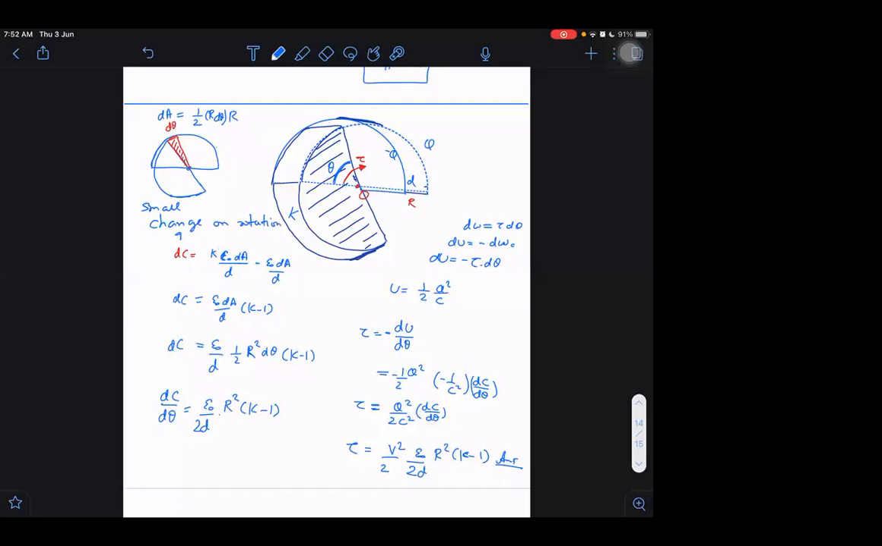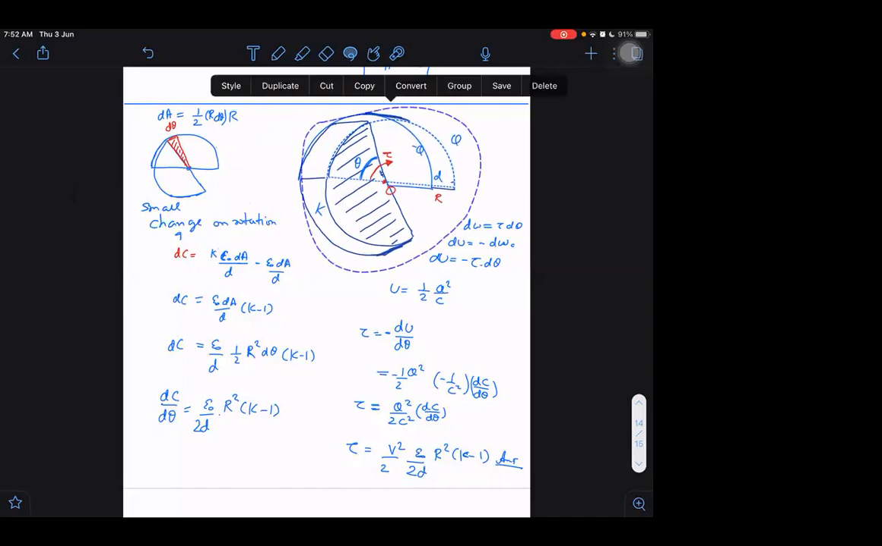Forwarded, sir. Okay, let me check. Yes, you forwarded. Thank you. Understood, Nilkanta. Small change on rotation, yes sir, that is dC. Okay. Any other doubt for anyone?